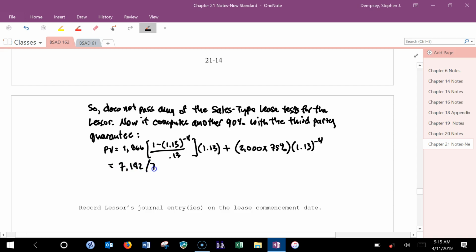And as a percentage of the asset value, it equals 96%, which is greater than 90%. Therefore, what kind of lease is this? Direct financing lease. If it didn't meet this test, what kind of lease would it be for the lessor? An operating lease. Good.